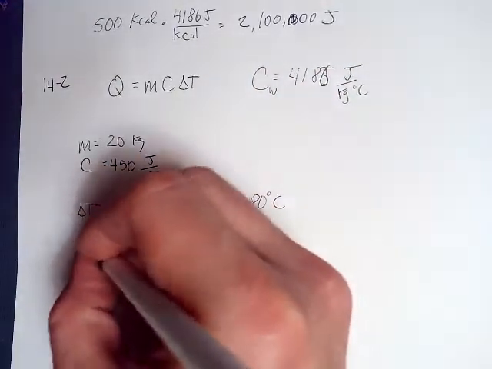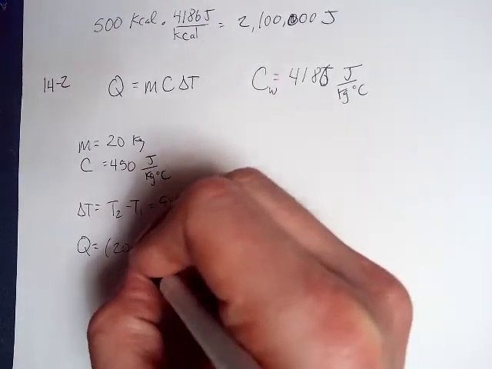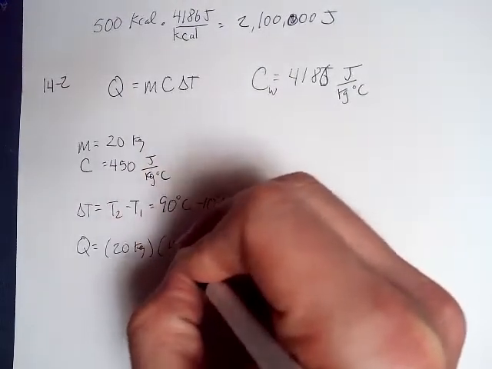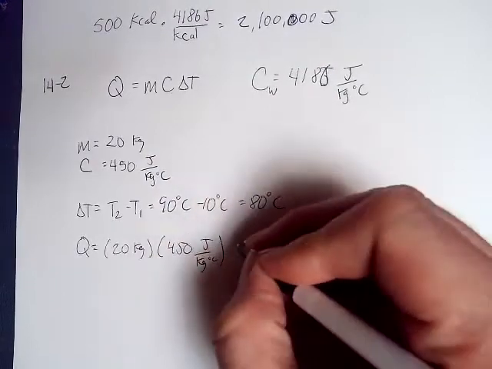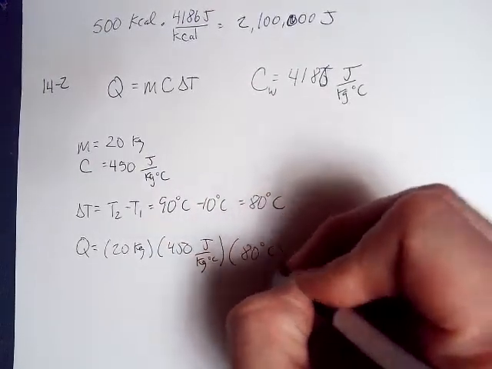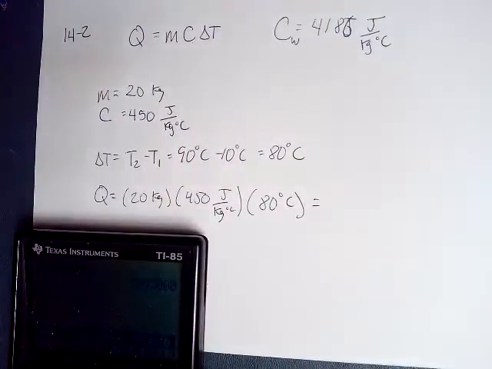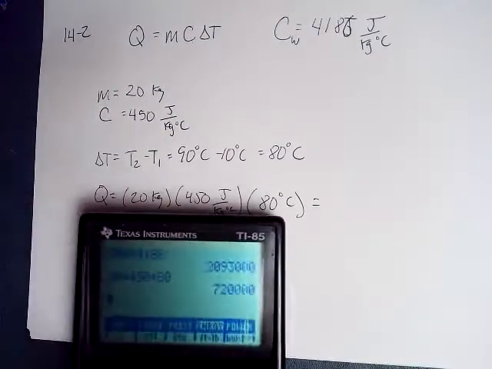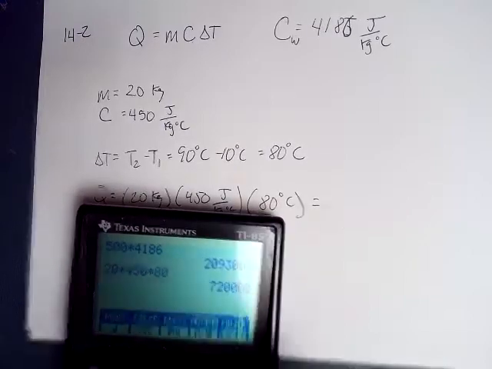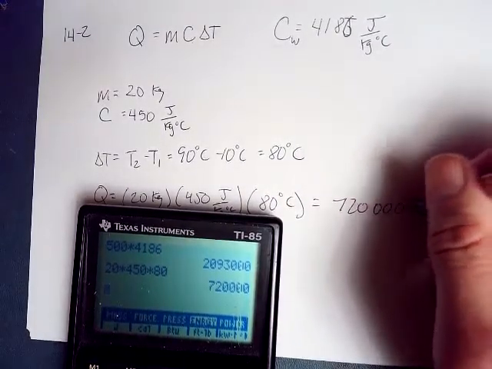And then we just plug everything in. I want to write this one out just so we get a good idea of what kind of numbers we're typically talking about with these problems. 20 kilograms is a lot of iron. So that's 720,000 joules.